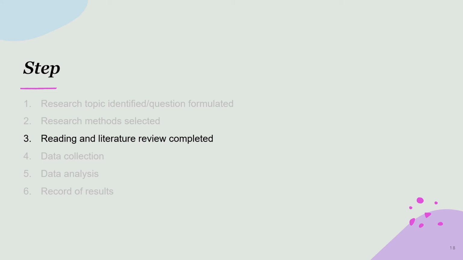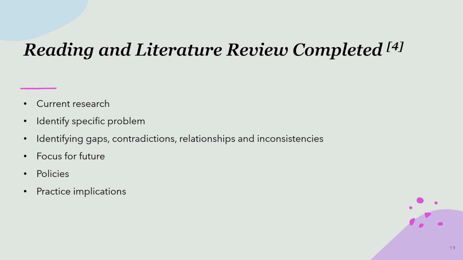Then we go to step 3, reading and literature review completed. While reading, make sure your research is current. Ensure that it's specific to the problem that you're trying to solve. You can start an analysis by looking at some of the gaps, contradictions, relationships, and inconsistencies amongst the papers that you're looking at.